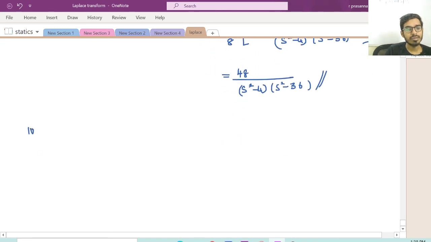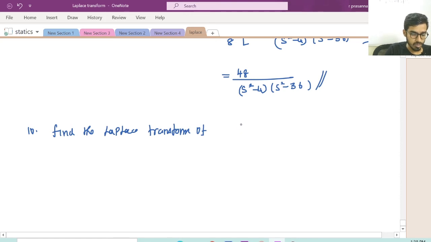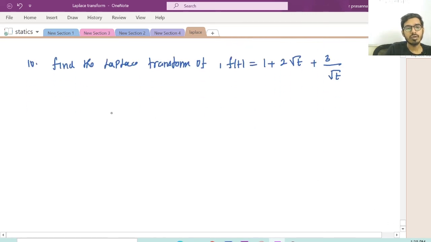So we'll move on to the last problem, and then we'll move on to the next subtopic on Laplace transform. So find the Laplace transform of f of t equal to 1 plus 2 into root t plus 3 divided by root t. Now we have f of t is equal to 1 plus 2 into root t plus 3 divided by root t, right?